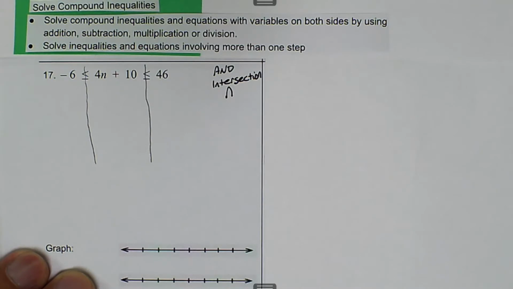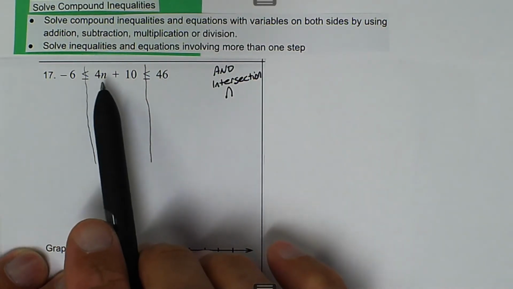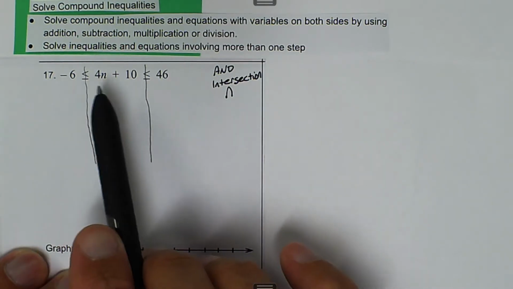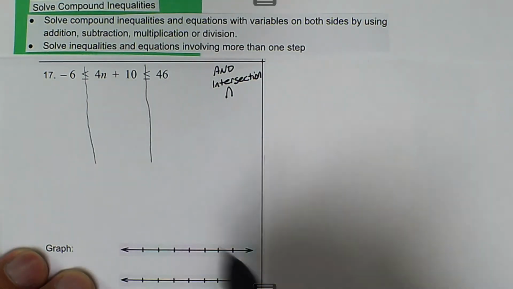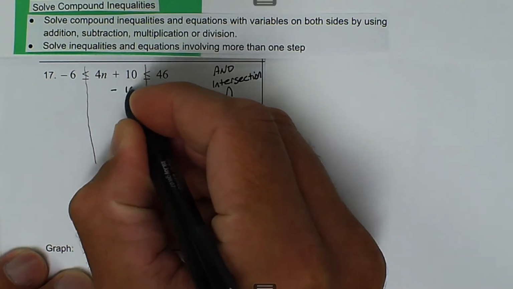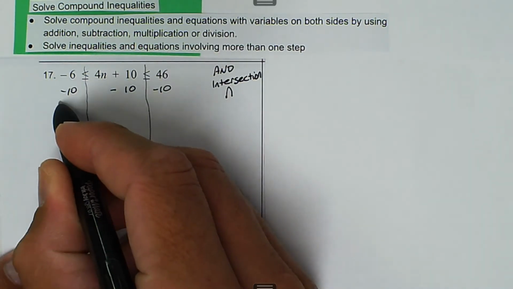So there's two ways that we can do it. We can either solve it simultaneously, or we can write it down and solve it twice individually. This one, we will solve it simultaneously. So just like before, if we add over here, we have to add over here. If we subtract over here, we have to subtract over here. But in this case, if we subtract from the middle, we have to subtract from both outsides. So if I subtract 10 here, then I need to subtract 10 from both sides.